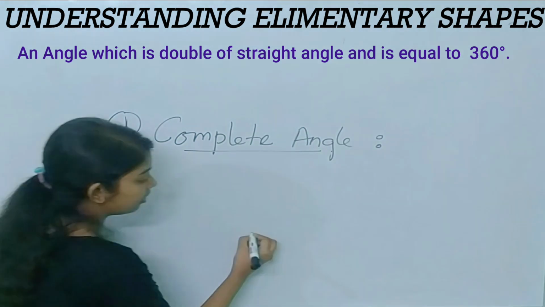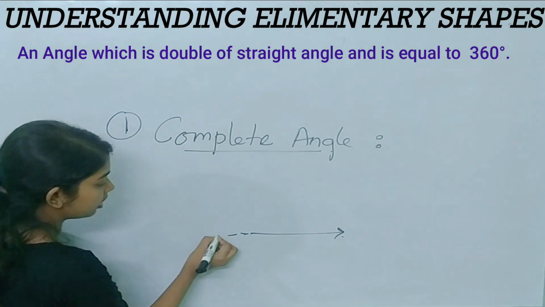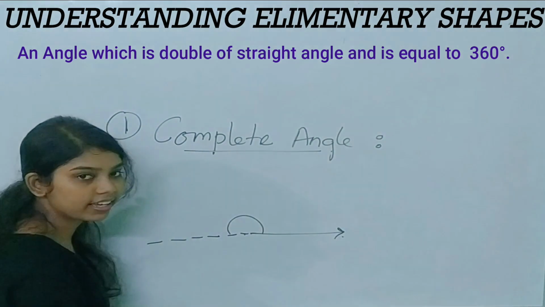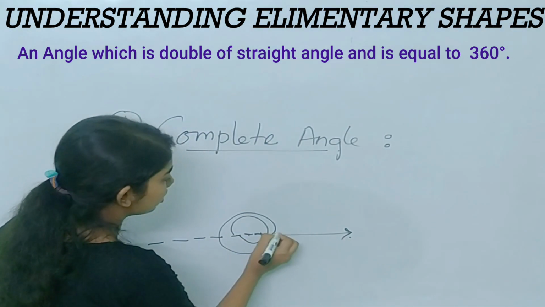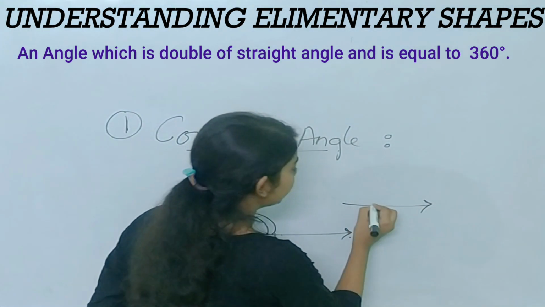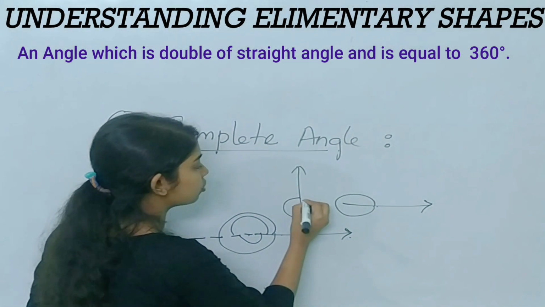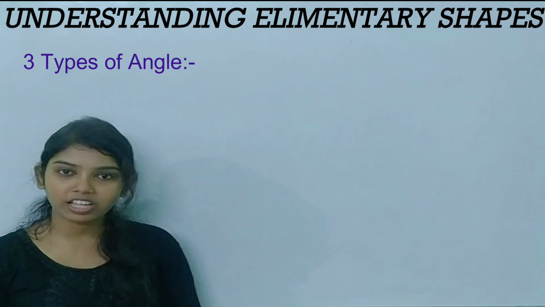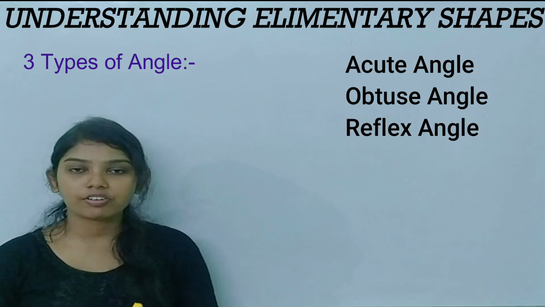Suppose here a line is given. If I draw a dotted line here, ये एक 180 डिग्री का एंगल और ये एक 180 डिग्री एंगल. The whole becomes a complete angle. Alright? Like this becomes a complete angle, or this one also a complete angle. Alright? Now we will know three more types of angles, that is acute angle, obtuse angle and reflex angle.